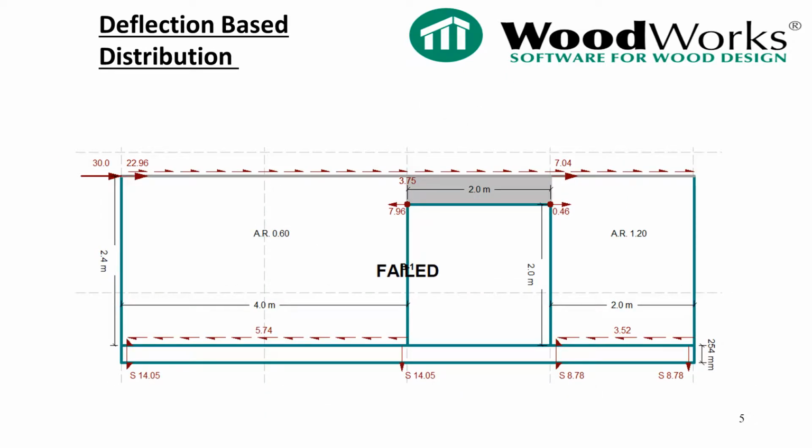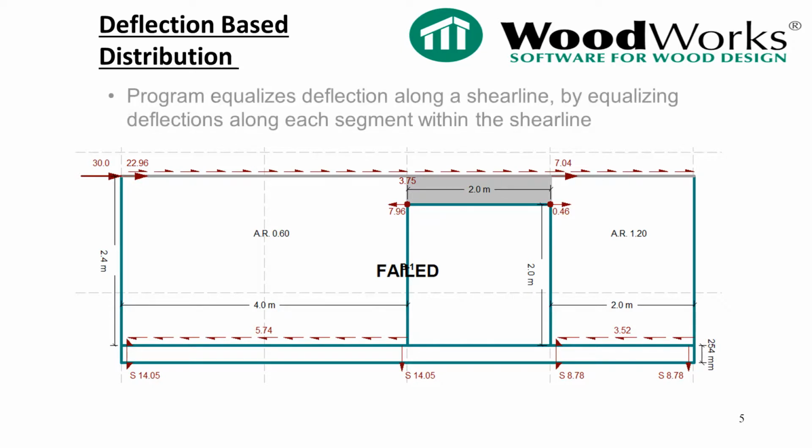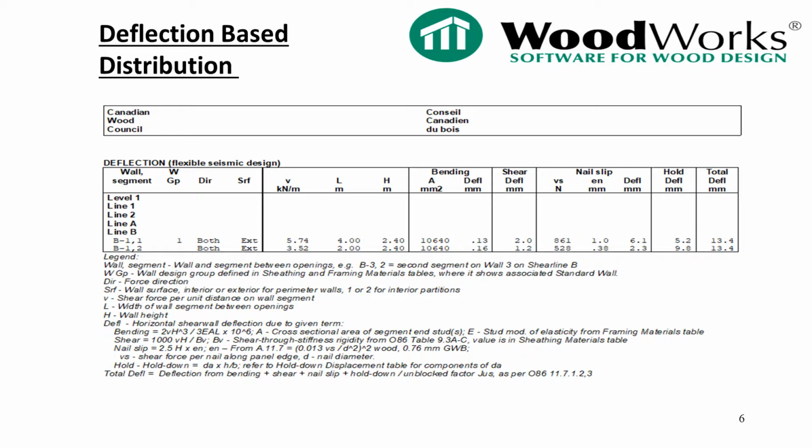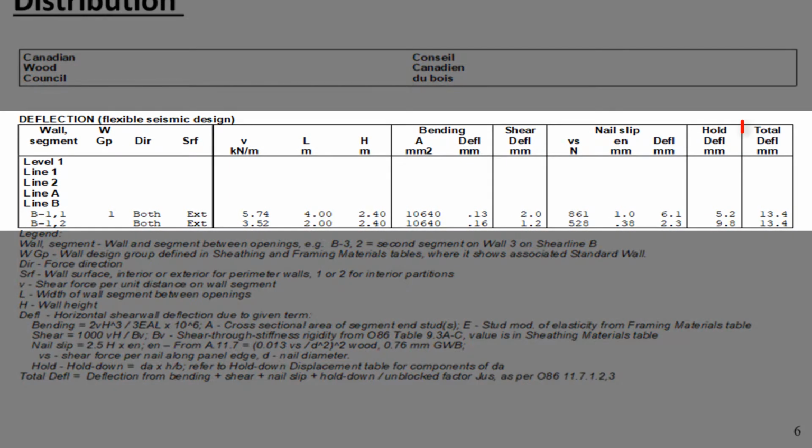Now, let's take a look at the same shear line using the deflection-based distribution. For this method, we will expect the same deflection for each segment. To do that, the software iteratively distributes the factored shear line force to the segments until they deflect equally. This iterative process would be very time consuming to do using hand calculations or even a spreadsheet, but this software quickly completes the analysis. As you can see in this deflection table, using the deflection-based distribution, the total deflection for each segment is equal.